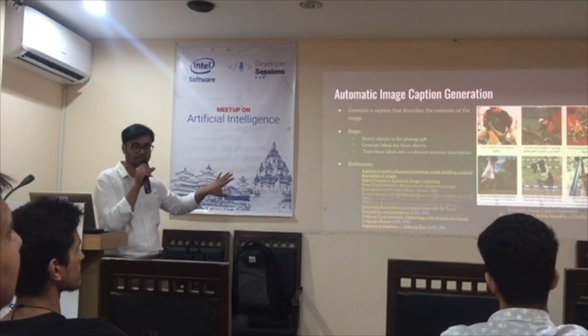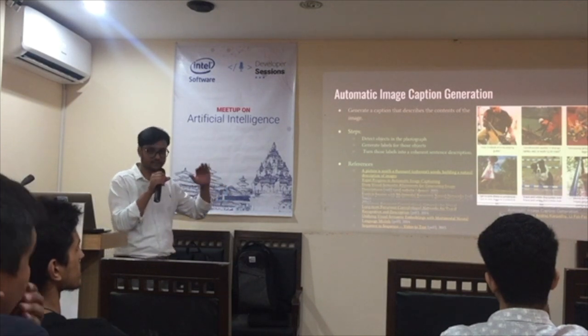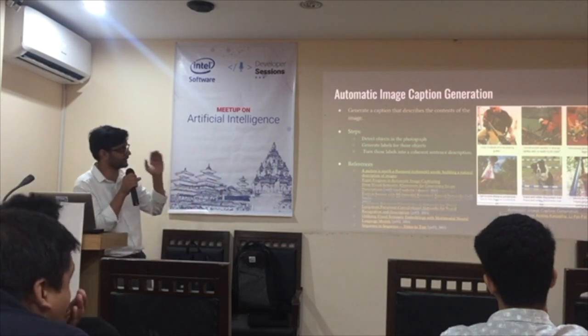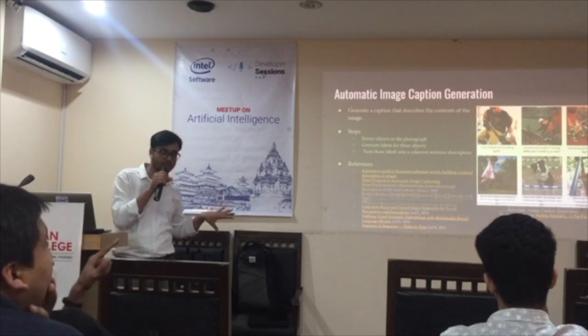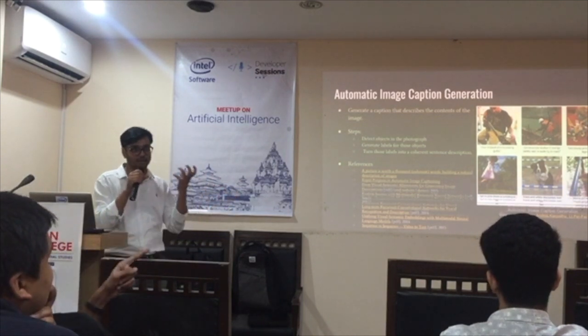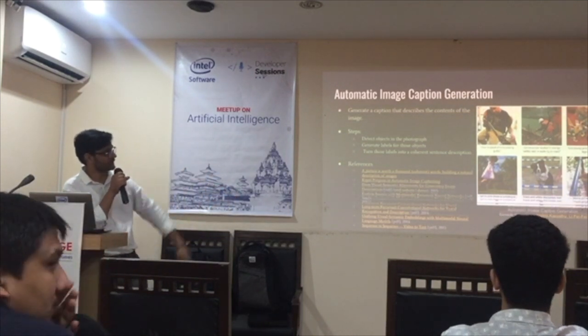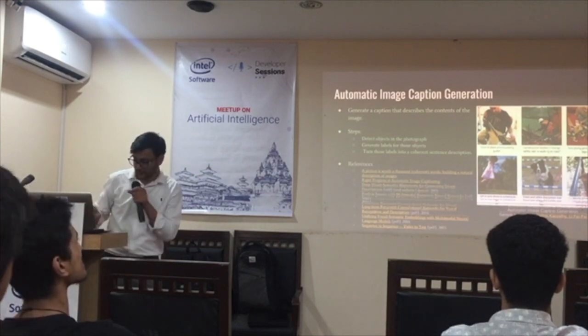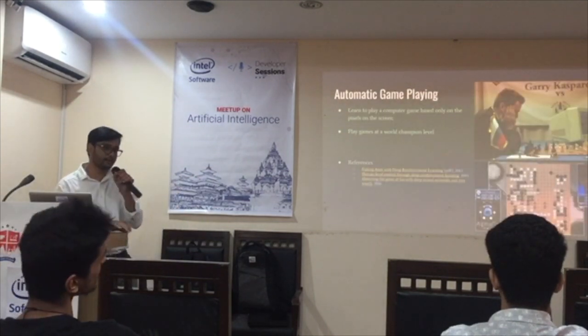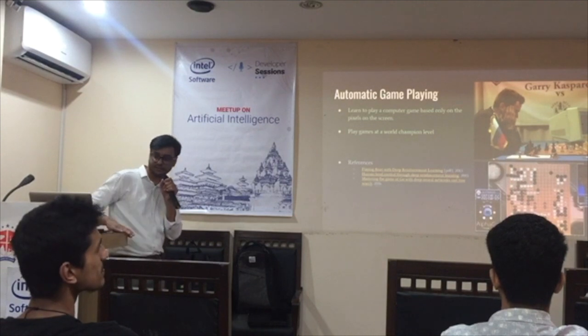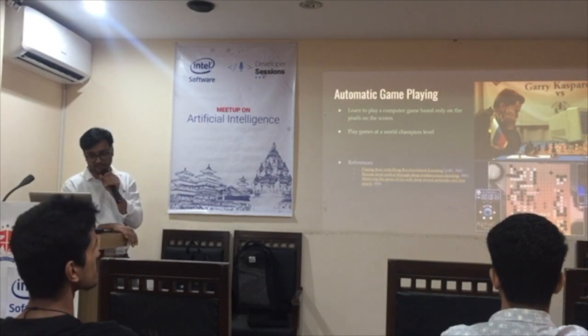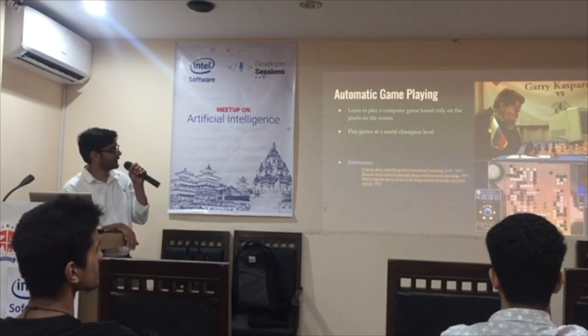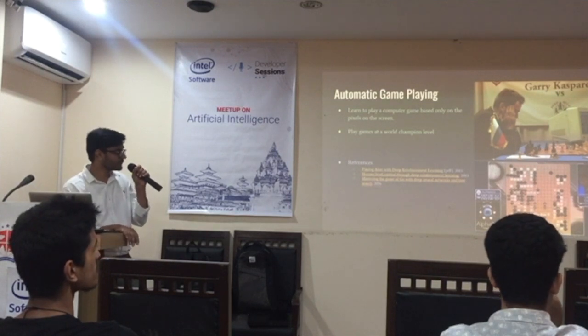One is a convolutional neural network for image feature extraction, image representation, and one is a recurrent neural network or LSTM neural network for finding the description representation. And then the most notable achievement in AI deep learning is automatic game playing.